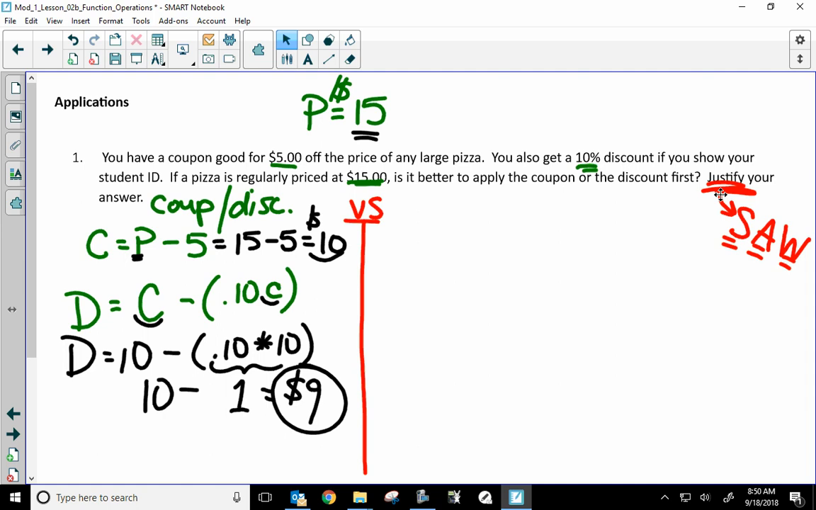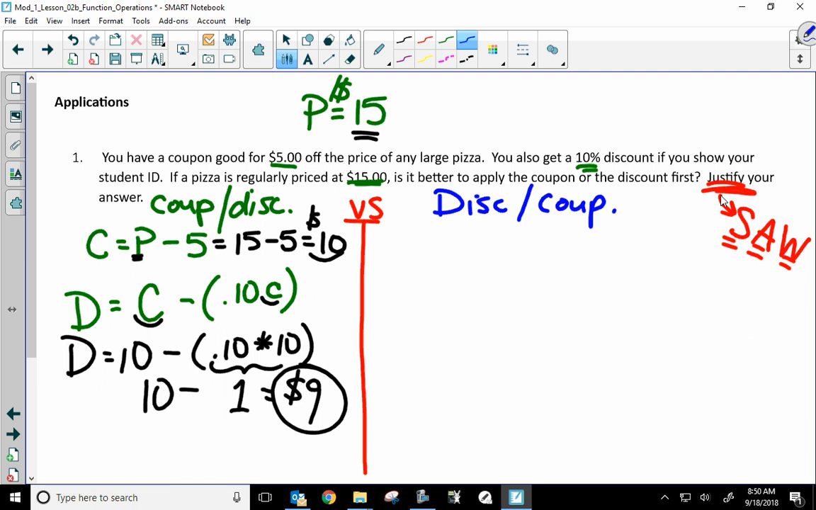The second thing I need to do is apply the discount first, then the coupon. And some of my math students will be like, isn't that the same thing? No, it is not. That's why this is relevant, especially for pizza, because everybody loves pizza. All right, so I'm going to apply my discount first. I'm going to take my price of the pizza, and I'm going to subtract 10% of it, 10% times price. After I get that amount, I'm going to apply my coupon, which means I'm going to take whatever the discounted price is and subtract $5 because I have a $5 off coupon.